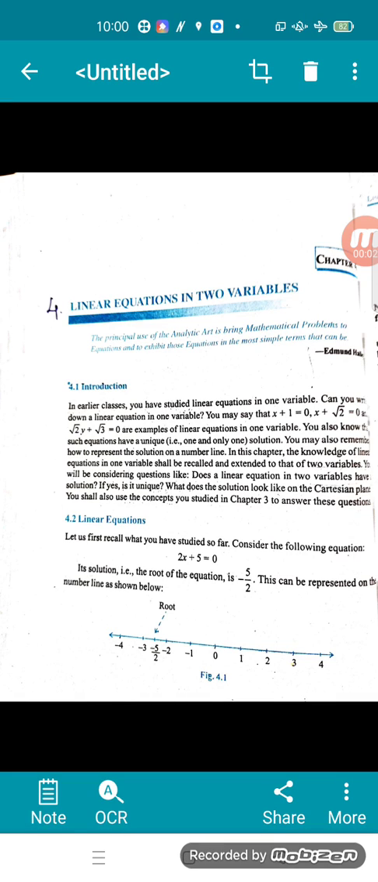Good morning class. Standard 9 chapter 4, linear equations in two variables. The lesson is very easy. Let us start with the introduction part.